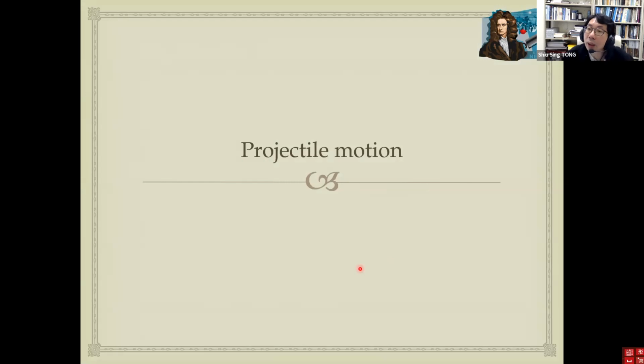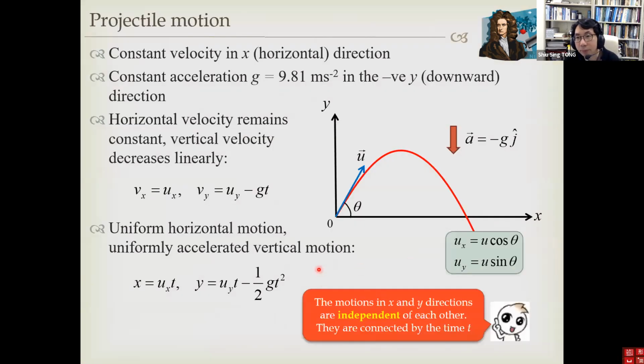Now let's handle an example that you have learned in high school, and that's projectile motion. I think you learned projectile motion before, right? Projectile motion is described by a motion in two-dimensional space, but subjected to a downward constant acceleration due to gravity.